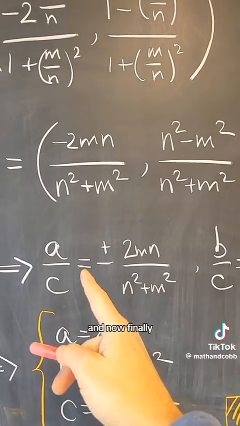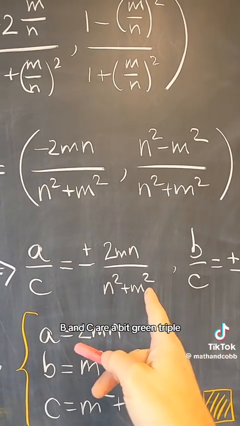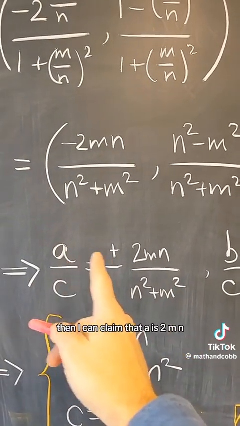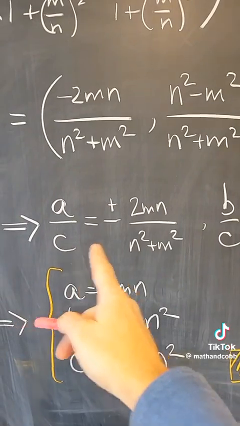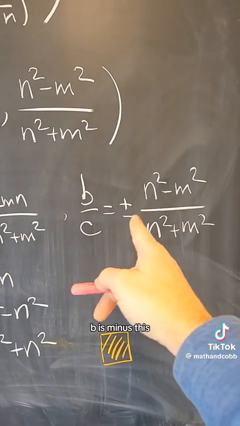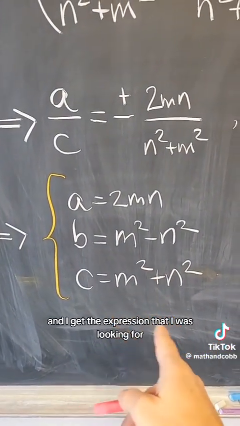And now finally, since a, b, and c are a Pythagorean triple that is primitive, so they're relatively prime, then I can claim that a is 2mn, c is n squared plus m squared, b is minus this, so m squared minus n squared, and I get the expression that I was looking for.